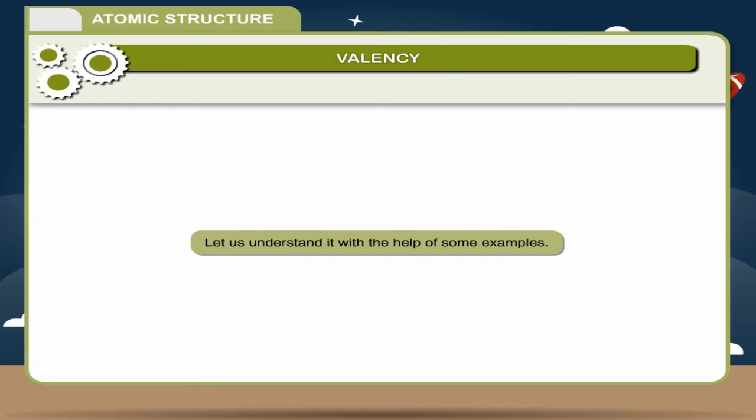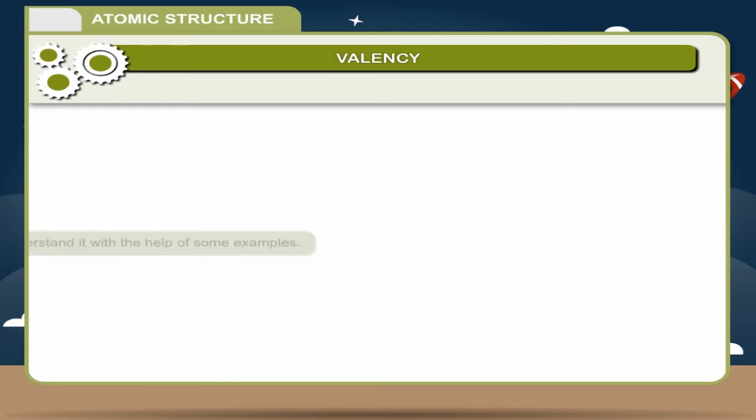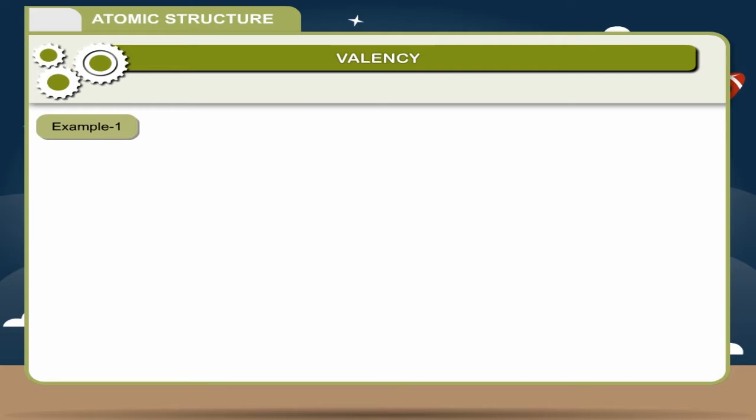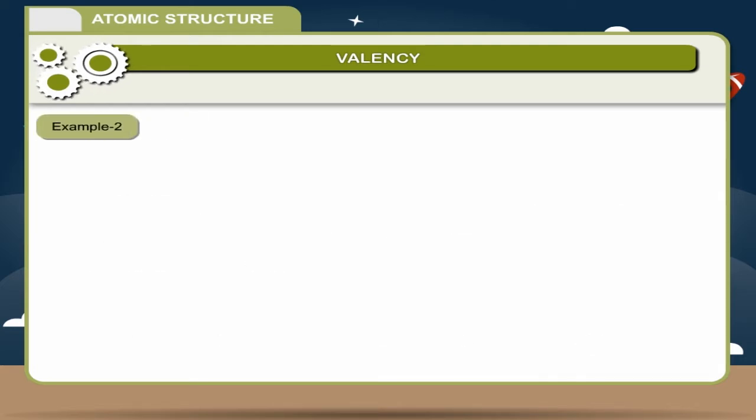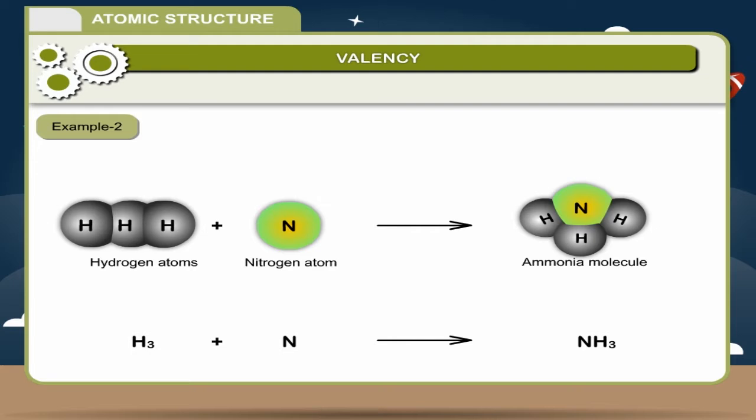Let us understand it with the help of some examples. Example 1. 2 atoms of hydrogen combine with 1 atom of oxygen to form 1 molecule of water, H2O. Therefore, the valency of oxygen is 2. Example 2. 3 atoms of hydrogen combine with 1 atom of nitrogen to form 1 molecule of ammonia, NH3. Therefore, the valency of nitrogen is 3.